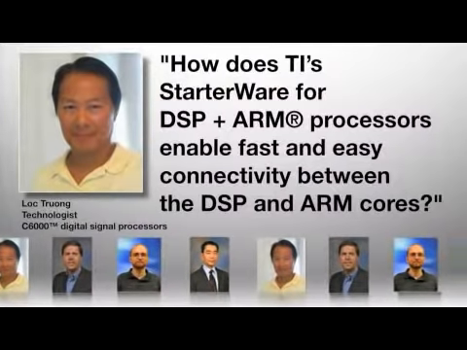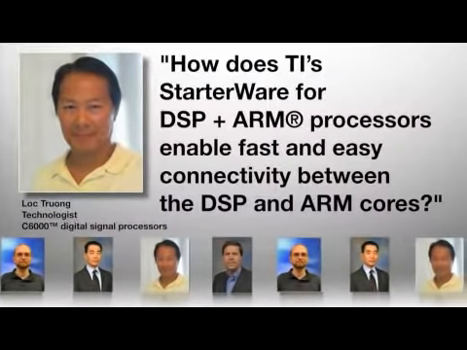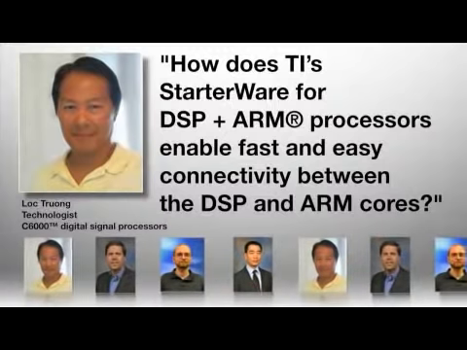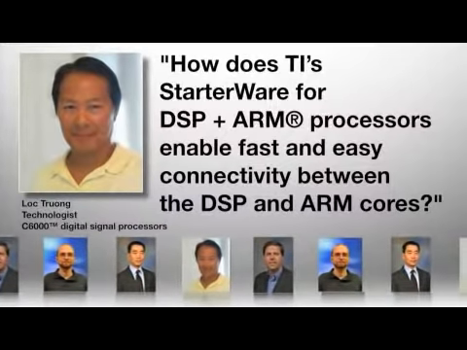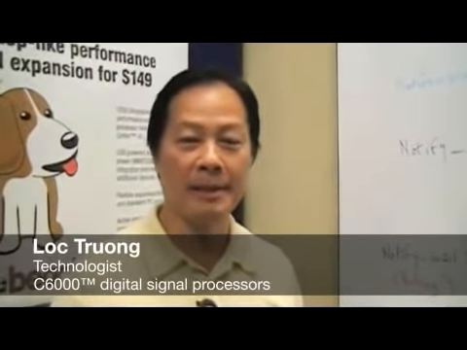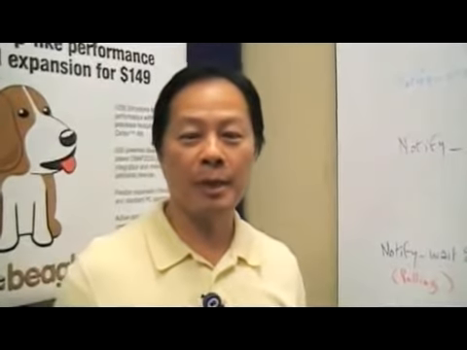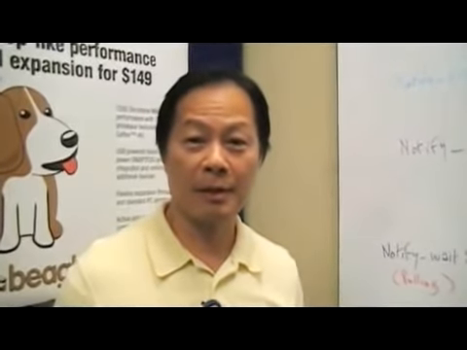TI StarterWare for DSP plus ARM processors enable fast and easy connectivity between the DSP and ARM cores. StarterWare supports SoCs such as the OMAP L138, which has two cores, the ARM and the DSP. For the two cores to communicate, you need inter-processor communication software, and IPC Lite was designed to support that.